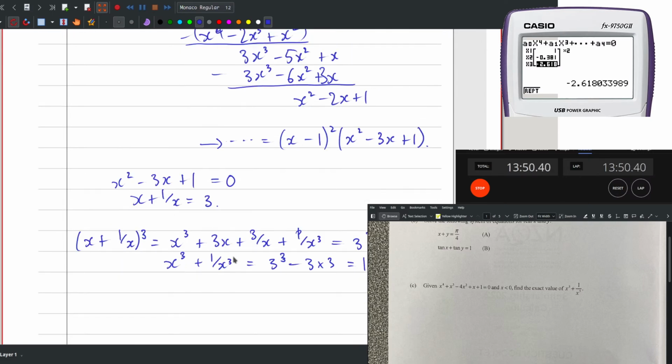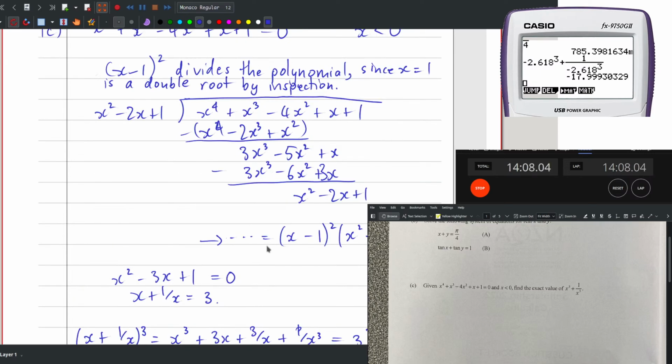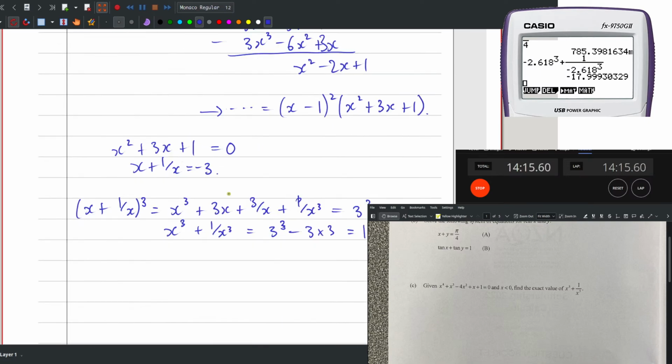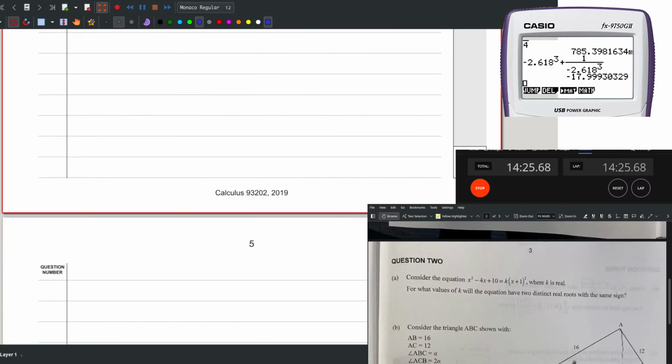Negative 2.618. So negative 2.618 to the power 3 plus 1 on negative 2.618 to the power 3. That's negative 18. Where did we mess up here? Oh, this should be a plus as well, right? And then this is plus. Right, it's like always check your work, right? Because you might have messed up somewhere. Alright, let's go.